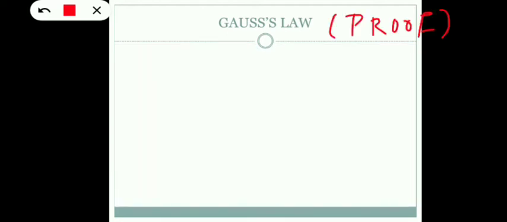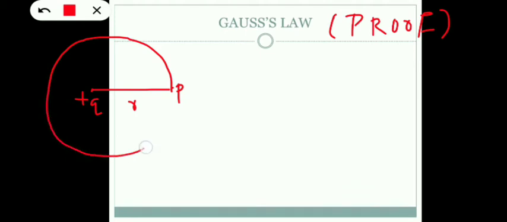Children, let's prove this Gauss's law. For that, consider a point charge, a positive charge Q here, and consider a point P which is at a distance R from the charge. In order to find the electric field intensity at the point P, construct a Gaussian surface in the form of a sphere. So this is my Gaussian surface, in the spherical shape with a radius R.